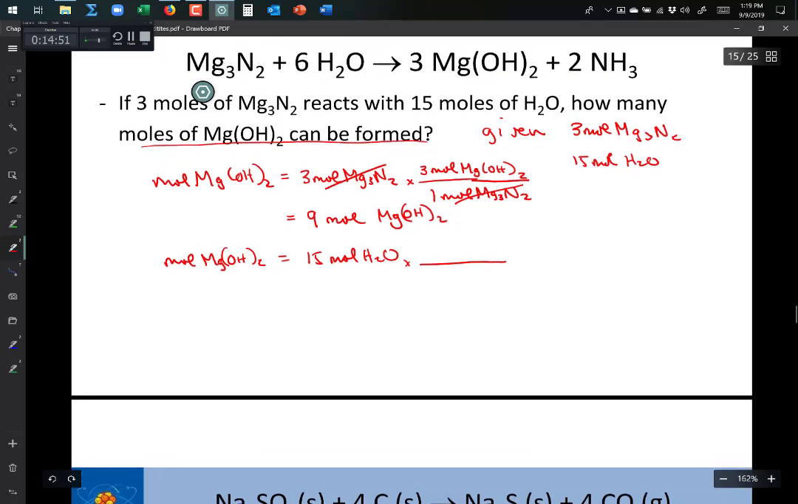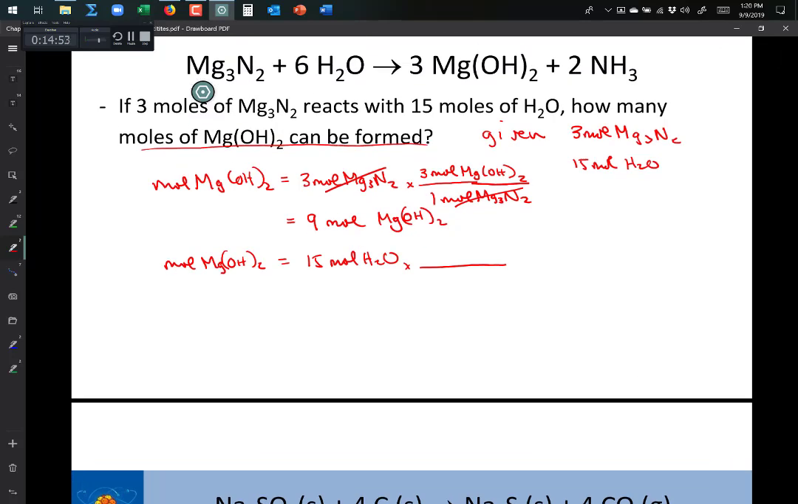Oops, scroll down a little bit. What mole ratio do you use?